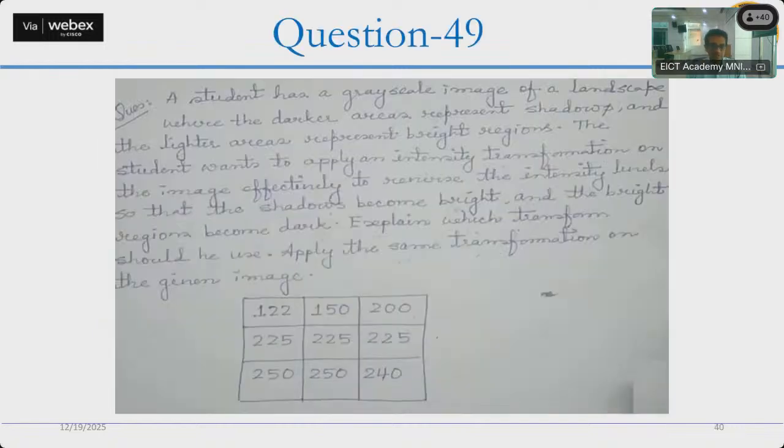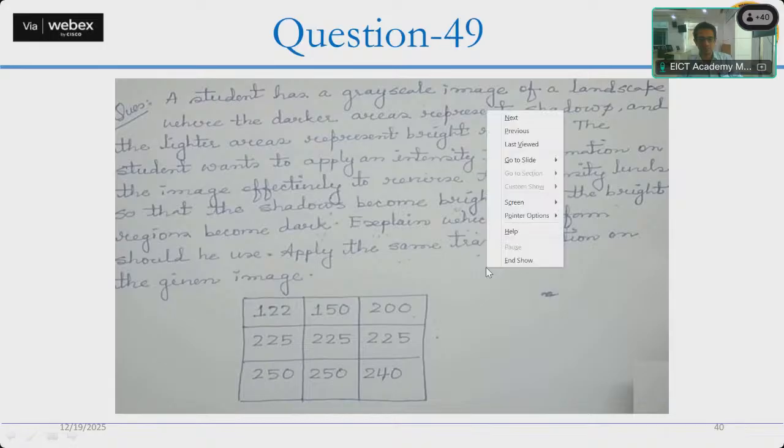Another thing is see, a student has a grayscale image of a landscape where the darker areas represent shadows and the lighter areas represent bright regions. The student wants to apply an intensity transformation on the image effectively to reverse the intensity levels so that the shadows become bright and the bright regions become dark. Explain which transform should we use, and apply the same transformation on the given image. Are you able to understand? See what has been asked here. This is actually what we say the practical problem. Only here, see, if you notice the conditions, see what has been asked here.